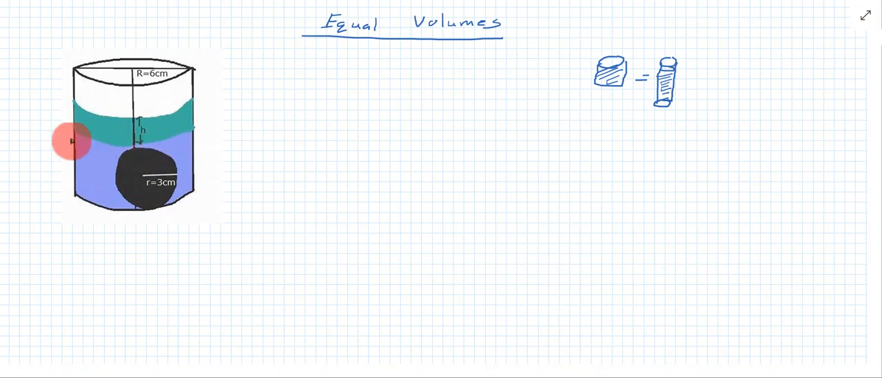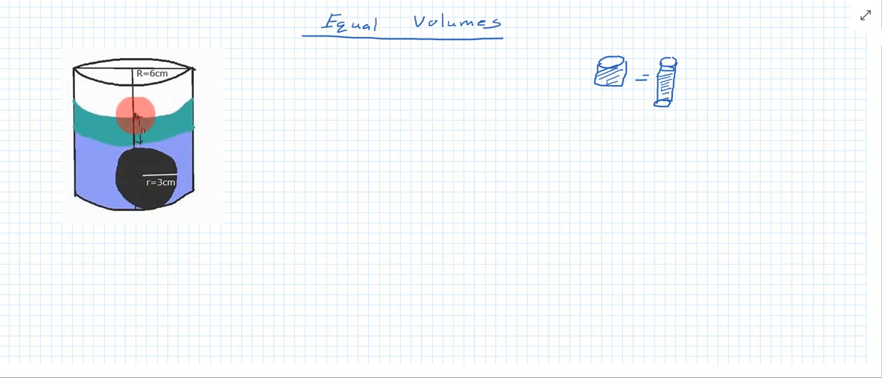So imagine this blue line here is the volume of the water before the object is put into it. When you put the object in, the water will rise a height of h, and the volume of water that has risen above the original point is going to be equal to the volume of the object that was put into the water. So again, this is the idea of equal volumes.